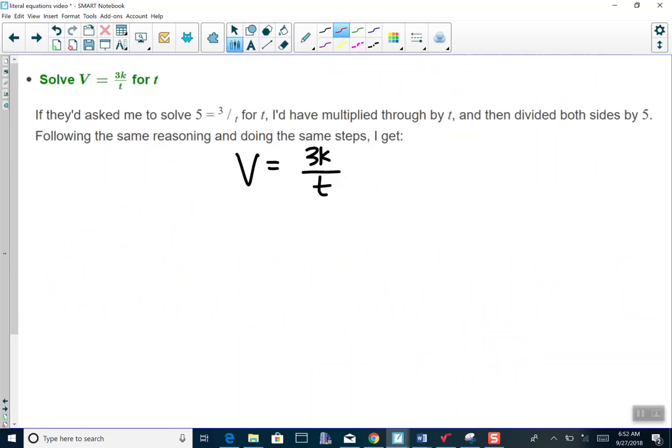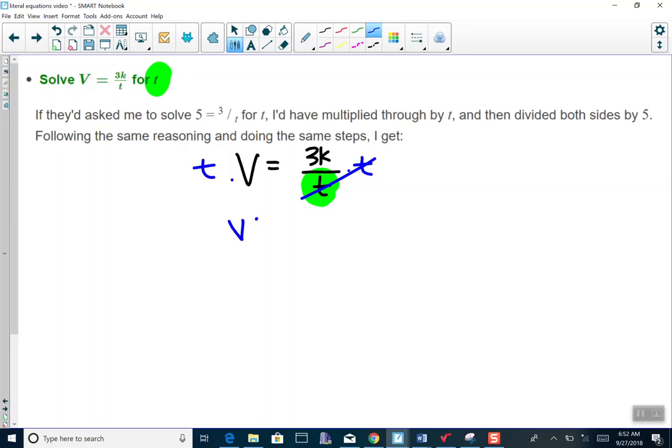So we are given V equals 3K over T and asked to solve for T. So in this case, T is in the denominator. Well, when I see something that's just in the denominator, this is really the same thing as like 3K times 1 over T. And I always want to solve for a variable that's in the numerator, like T over 1. So I need to get rid of this T down here. So I do that by multiplying both sides by T.